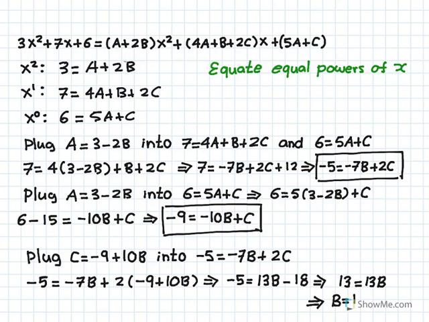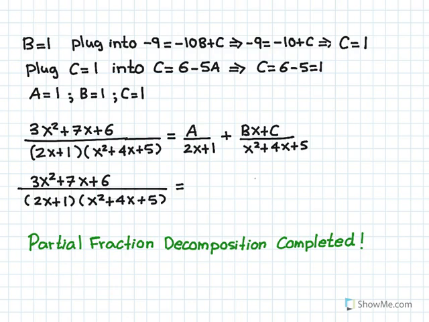Now we have to solve a system of equations with 3 unknowns. Our strategy will be to plug A equals 3 minus 2B from the first equation into the last 2 equations. By doing that, we eliminate the variable A, and we get 2 equations involving B and C. Solving those 2 equations in 2 unknowns, we can obtain B is equal to 1 and C is equal to 1, and we can check with the third equation, C is equal to 6 minus 5A, and that way we can solve for A. So all the constants have been solved for. We have A is equal to 1, B is equal to 1, C is equal to 1.